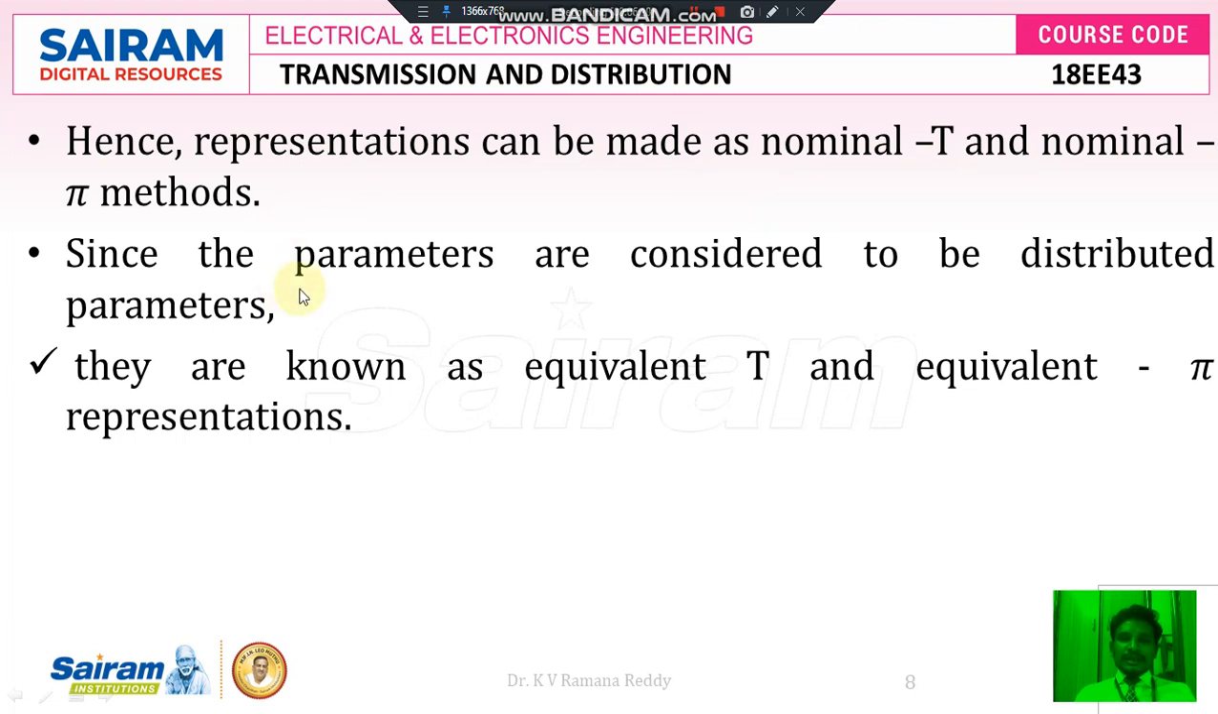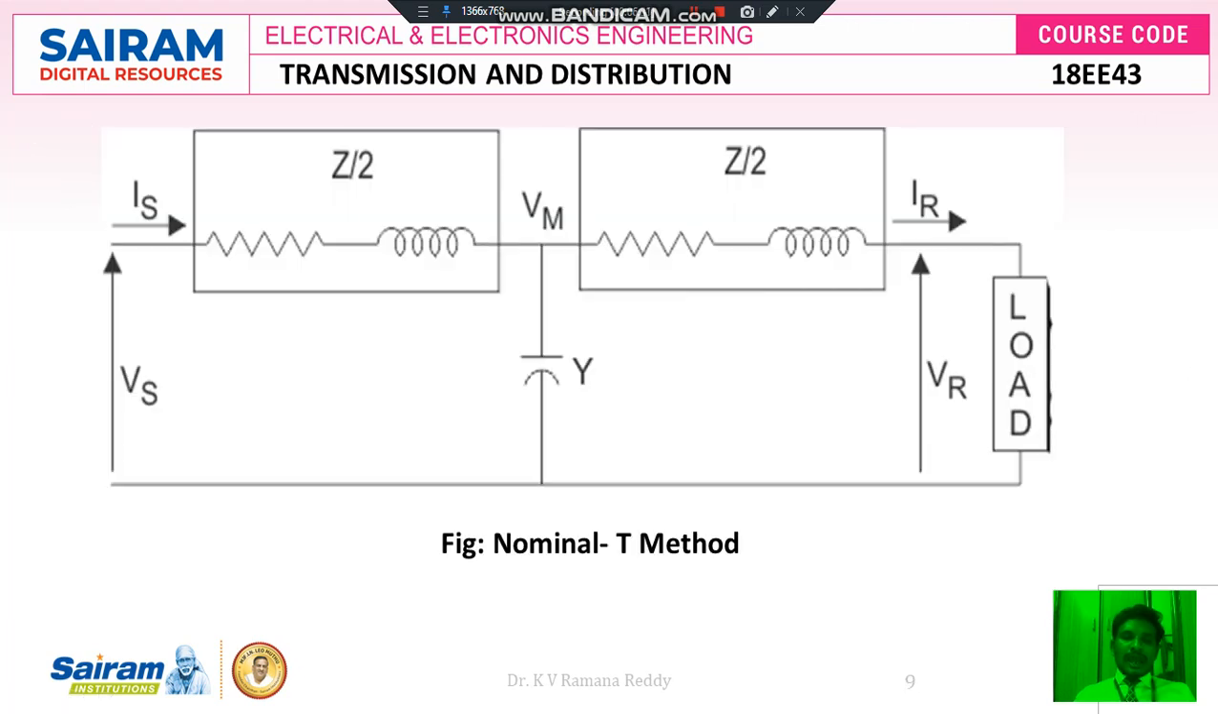Since the parameters are considered to be lumped, the equivalent T section network or pi section network is usually designed for medium transmission lines. Here I am going to show the nominal T method. In the nominal T method, I ignored the line capacitance, because the line capacitance is neglected here. That's why the calculations are easy for medium transmission lines.